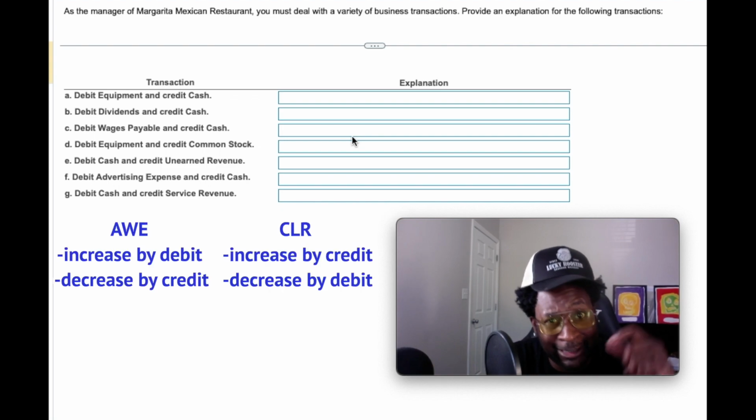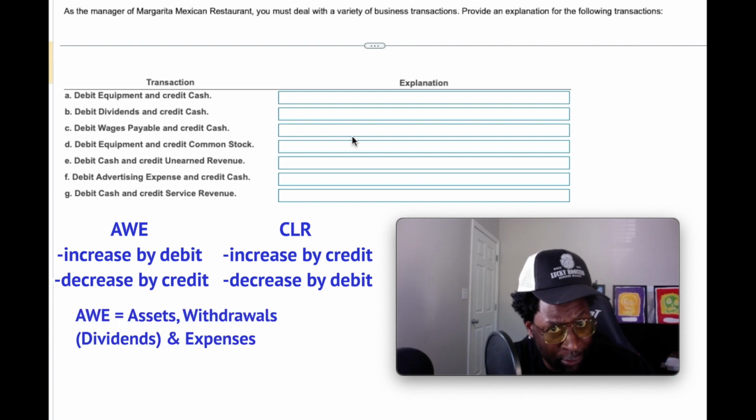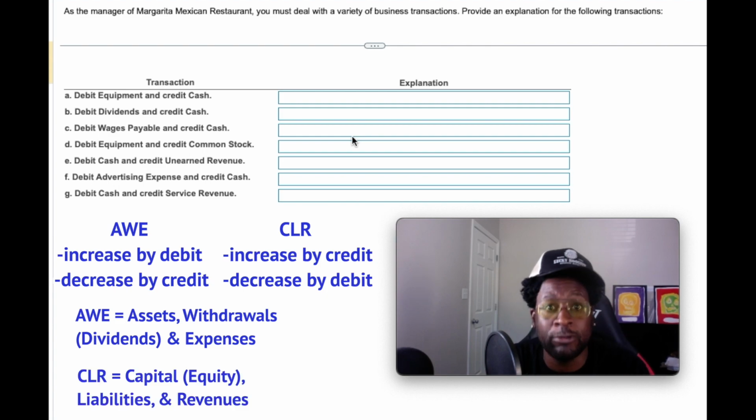So, a quick summation: all clear is two gains. Assets, withdrawals, and expenses belong to the all gain. And clear gain is basically your capital, which happens to be stockholders' equity, liabilities, and revenues. If it's in the all gain, it's always going to increase with a debit, decrease with a credit. If it's in the clear gain, it's always going to increase with a credit, decrease with a debit.